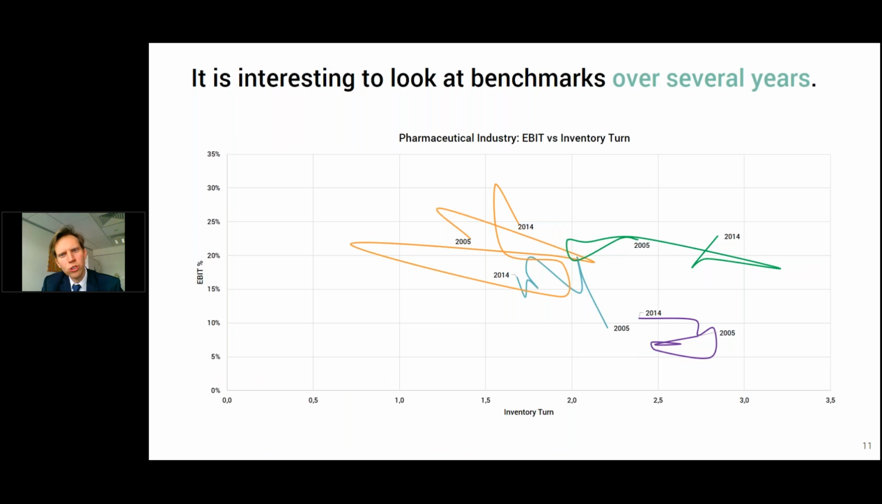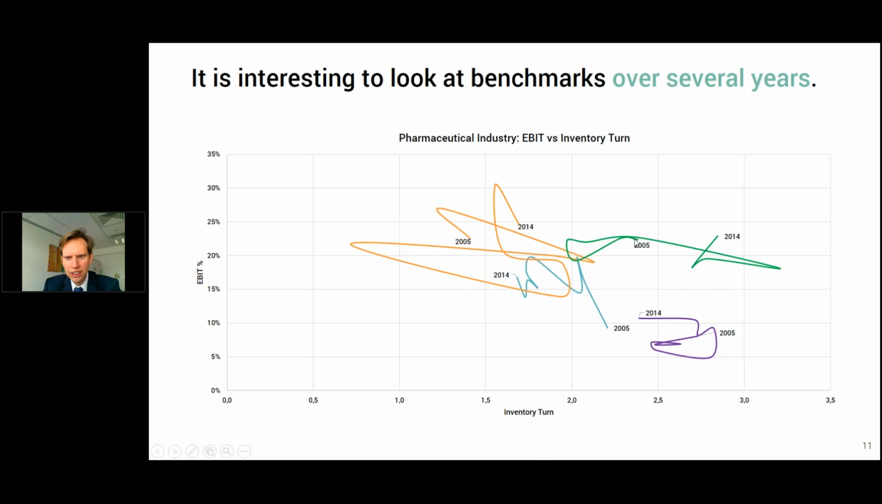A second way to look at benchmarks can be to look at inventory coverages or performance indicators over a long period of time. And I like this chart a lot. Of course, if not, I would not have put it in here. What you see here is that these are four pharmaceutical companies where we have made a graph for each company showing the evolution of inventory turns. So this is a turn, right? So three means that the inventory turns three times a year. And earnings before interest and taxes as a percentage of revenues, right?